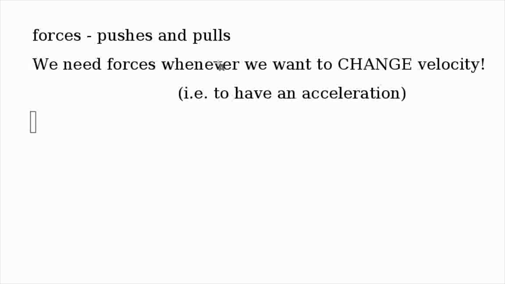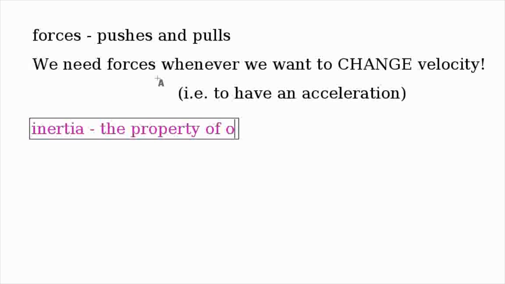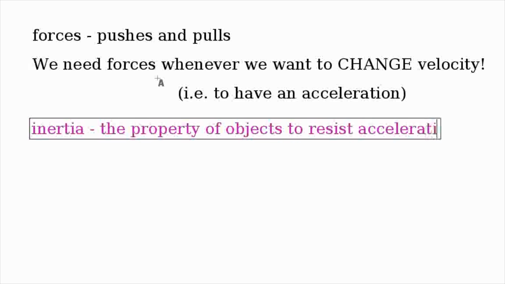Now, if you want an even more dramatic example, try putting your car in neutral and try pushing it down the street. That's going to be even harder to do to get an acceleration. So we have a name for this resistance that objects have to acceleration. It's called inertia. This is the property of objects to resist acceleration. They just don't like it.